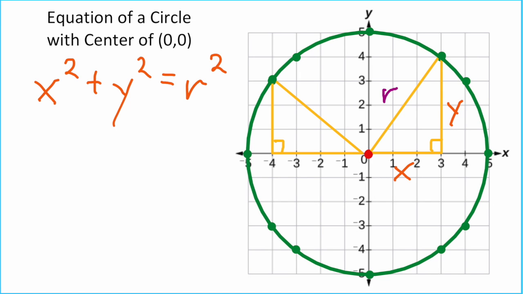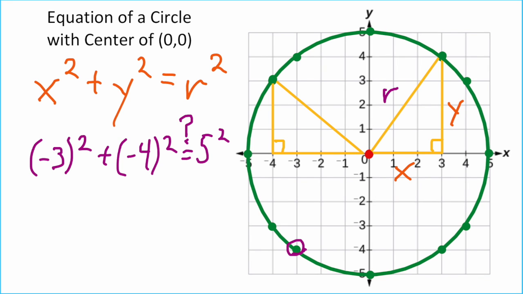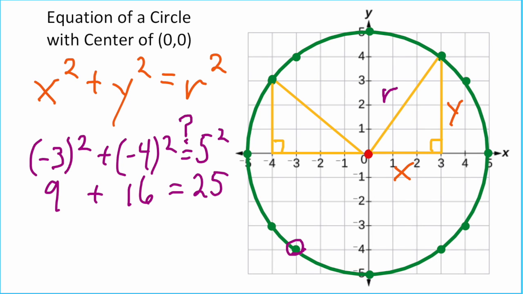Let's go ahead and test it out on one of the points that we found. Let's try negative 3, negative 4 that I circled there. So if we plug this in, does negative 3 squared plus negative 4 squared equal 5 squared? Yeah, 9 plus 16 is 25, so it works with the formula.